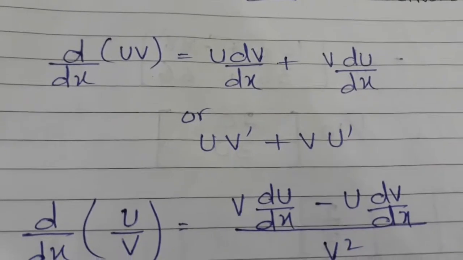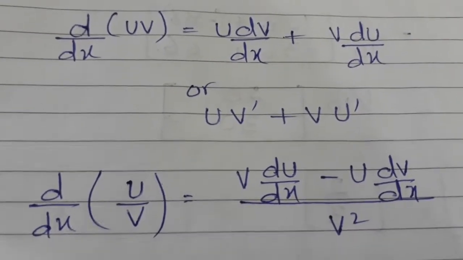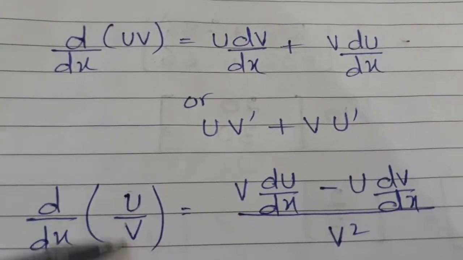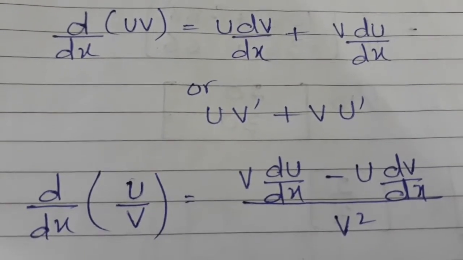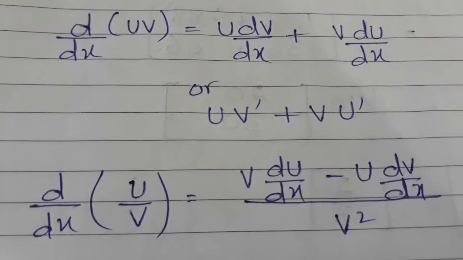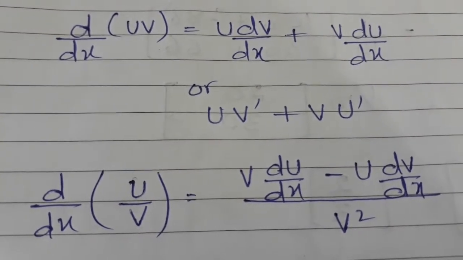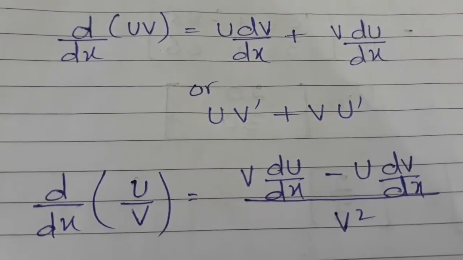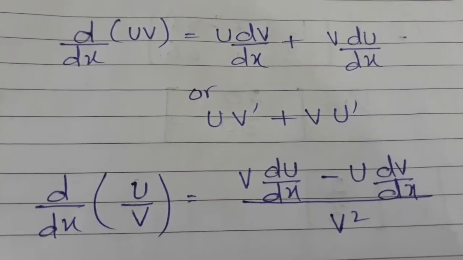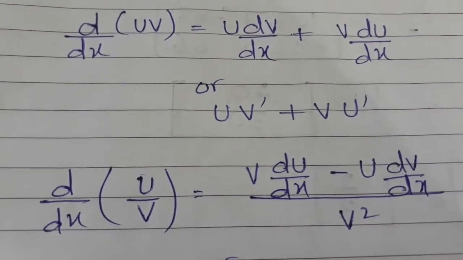And when we have the other function which is in the quotient form, like this algebraic fraction type, the differentiation of this will be v times the differentiation of u minus u times the differentiation of v, all divided by v squared. We will see the application of these formulas in the following examples.